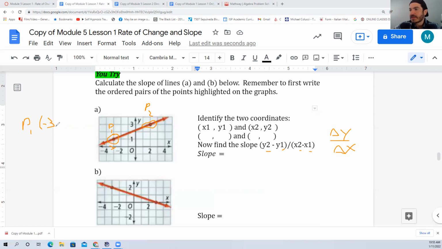And my Y is +1. That's this number here. For my second point, you can put that here when you're actually doing this assignment. My second point, here's my X value is 2. My Y value is 3.